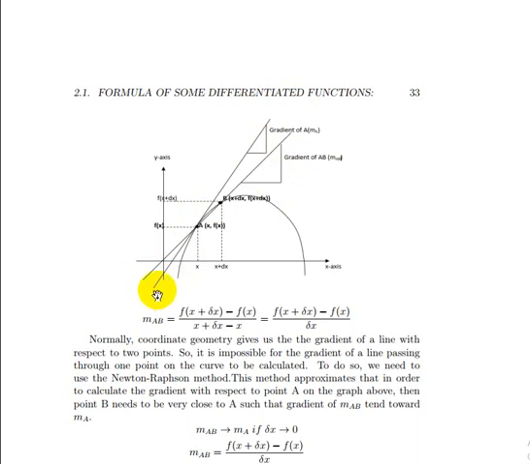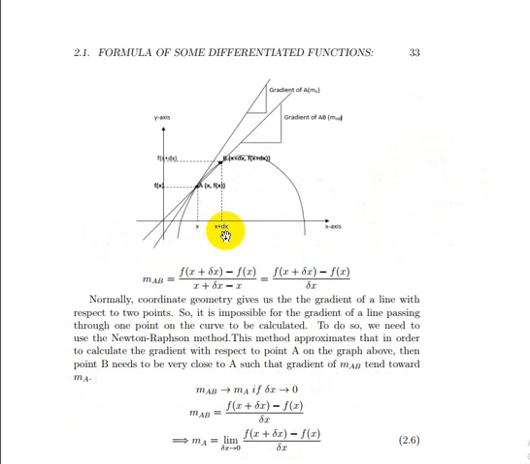In coordinate geometry, we know that the gradient of A is given by, in order to find the equation of this line, y minus y of A divided by x minus x of A. All this will be equal to the gradient of A. So the gradient of A can be calculated from the gradient function of the curve, and we know the coordinates xA and yA.